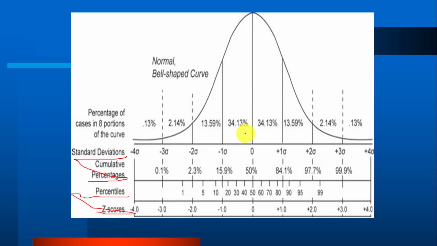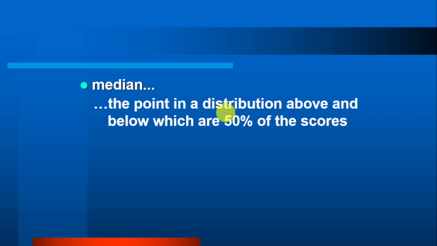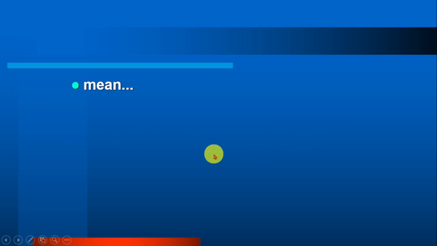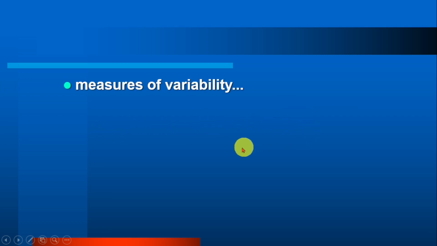Here on the bell curve, 34.13% of the data is on the right side and the same on the left side. Similarly, you can see this bell curve is the distribution of the data. Median: the point in the distribution above and below which lie 50% of the scores. Mean: the arithmetic average of the scores.